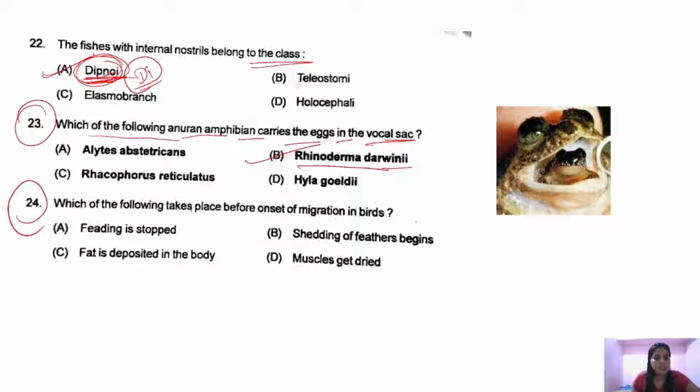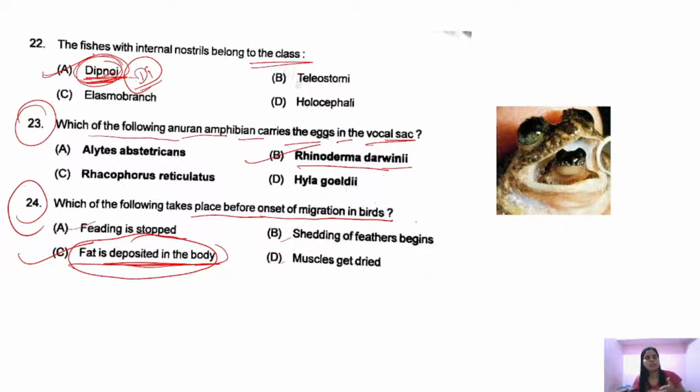Question number 24. Which of the following takes place before onset of migration? Feeding is stopped? No, before migration, the birds feed a lot. Shedding of the feathers begins? Muscles get dried? Fat is deposited in the body. Okay, this will be the right answer. Fat is deposited in the body because before migration, they need to travel a long distance. So for the migration purpose, they need to have a sufficient reserve of food in their body. So fat deposition is a must. So option number C will be the right answer.